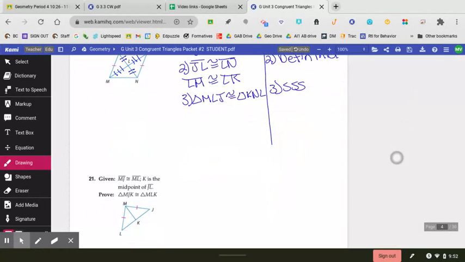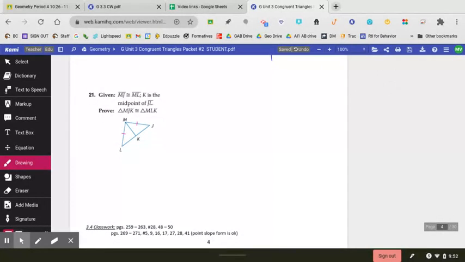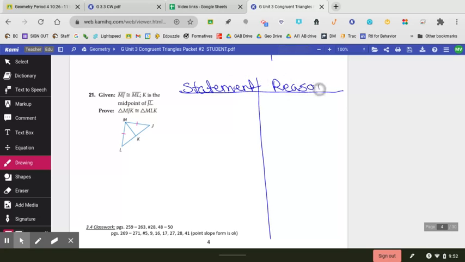So again, I want you to pause and I want you to try 21 and then come back and see if you can do it. Okay, so now let's take a look. So we have our statement and our reasons. My first statement is that two sides are equal. So that means MJ is congruent to ML. That's the given. And that's already labeled.